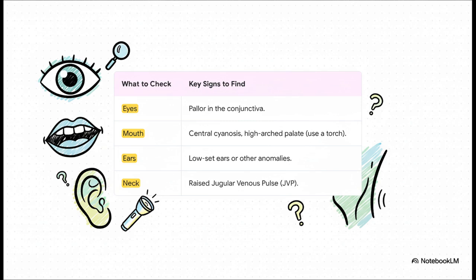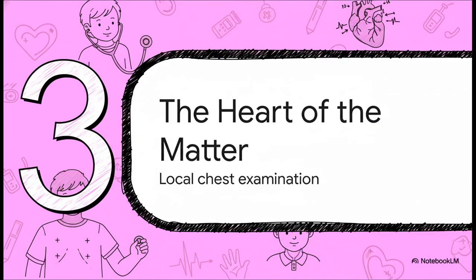After a quick glance at the ears for their position, you'll check the neck for a raised jugular venous pulse, the JVP, which can be a sign of fluid overload. Okay, we've gathered all our peripheral clues.